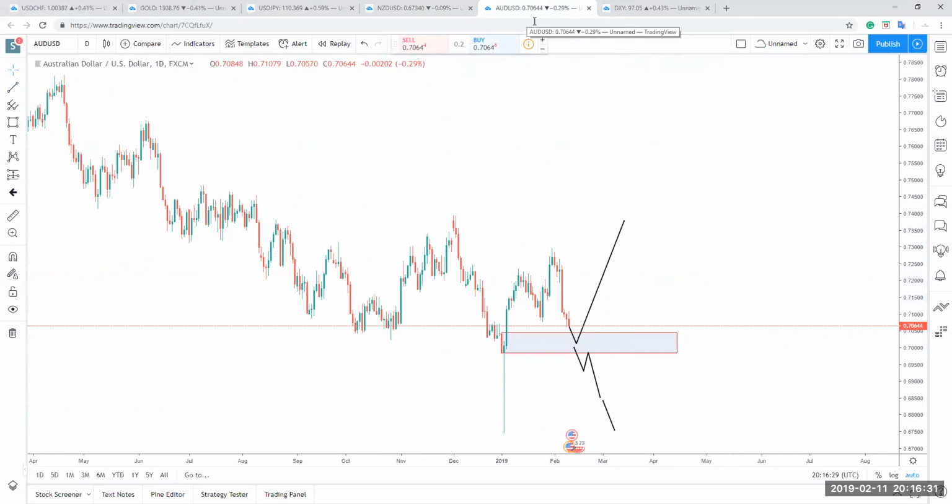AUD news, we don't really have AUD news this week, so this could probably purely move off USD. So we have USD news on Wednesday and Thursday. So if this stabilizes by Wednesday, Thursday time, the news is going to be moving it up or down lower.